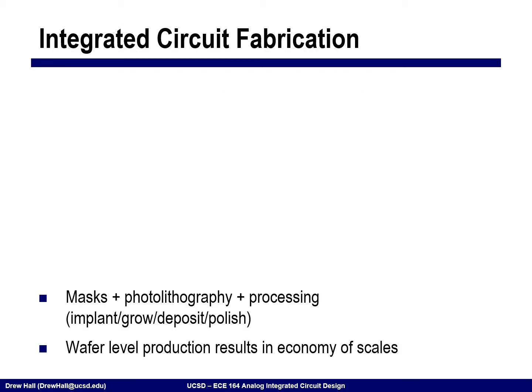So we started off by talking about how integrated circuits are fabricated, going from the idea of using masks with photolithography and then subsequent processing steps that may include implants, growths, depositions, or polishing steps. And then this process is repeated many, many times for each of the different steps in the fabrication process. And really the big benefit here is what we call the economy of scales.